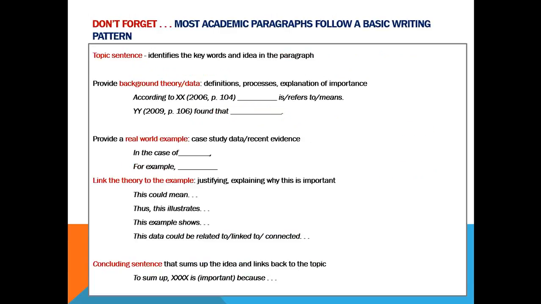So same sort of thing, a nice structure to follow here, and I won't spend a lot of time on this, but most academic paragraphs follow a basic writing pattern. Now, you don't have to follow this, it's not a set thing that you must do, but really it's a good sort of structure to anchor you. You generally always start with your topic sentence. You provide your background, theory, or data. Sometimes you do a real-world example. It's not always necessary, but perhaps data or relevant evidence is what goes in next. Then you link it to the example, or you start to justify, explaining why it's important using those links. This could mean, thus, this illustrates, this example shows.